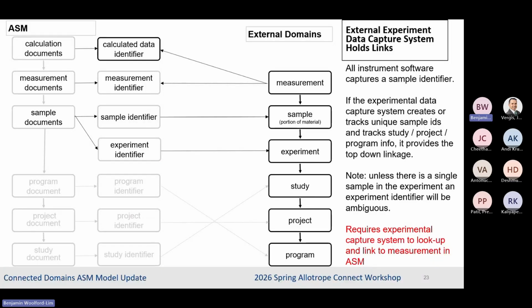The third case is basically what we have right now. You have your ASM and your external system, whether it's a LIMS or one of the larger platforms like Zontal or Benchling, anything like that. It's maintaining all the linkages. It's got to be the one that goes out.